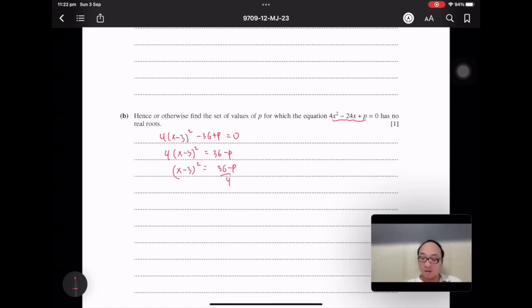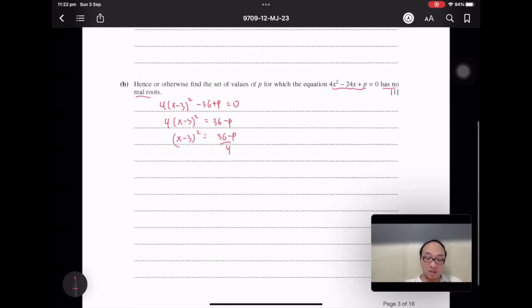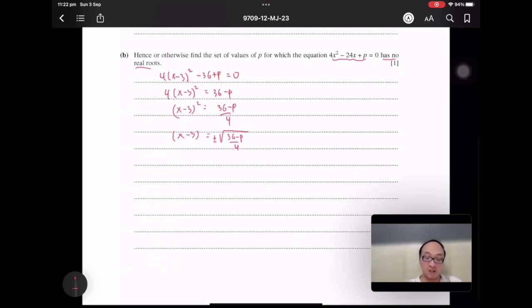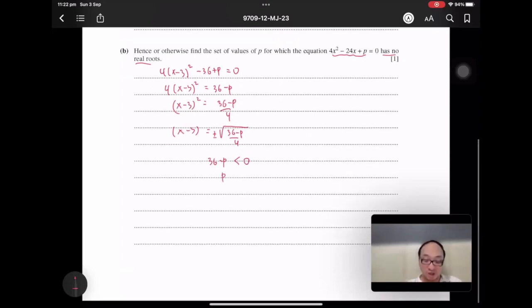And to make this equation have no real root, that means x minus 3 is plus and minus the square root of (36 minus p) over 4. And to make it have no real roots, the number inside the square root should be negative. So that means 36 minus p should be smaller than 0, so it makes an imaginary root. So p should be greater than 36.